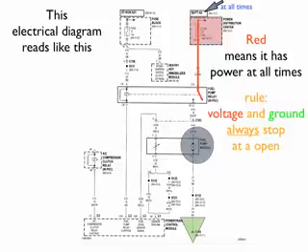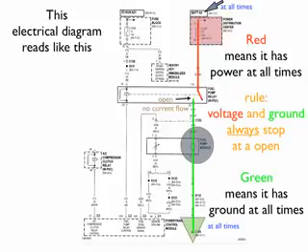Now this leads us to our first rule. Voltage and ground always stop at an open circuit. Now here this switch is open, so since it is an open circuit, that red or that power is going to stop right there, always. Now on the ground side, it has ground all the time because it says G105. That means it is a body ground source. We're going to color that green because green means it has ground at all times. It's not turned on. If that is bolted down to the frame, it has ground. Now it confirms our rule that voltage and ground always stop at an open.